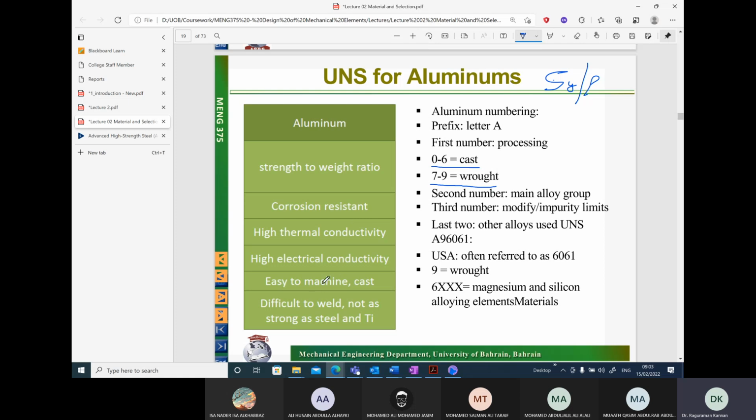It is easy to machine and cast, but it has certain disadvantages. It is very difficult to weld, and not as easy as steel, in the case of aluminum. Also, in comparison to steel, aluminum has much less fatigue life. So fatigue life is lesser than that of steel.